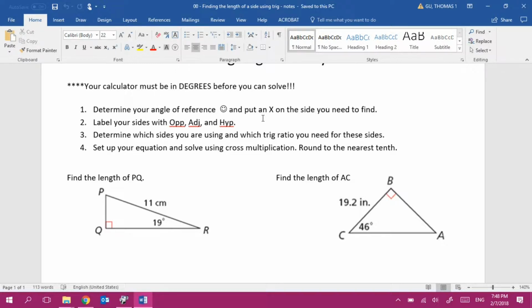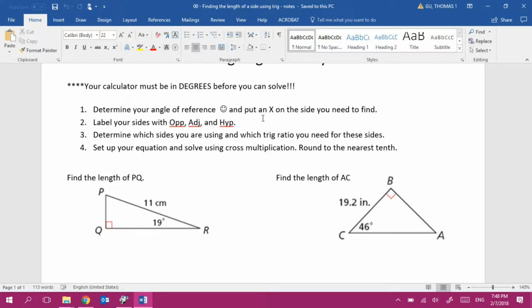Number 2, you're gonna label your sides with opposite, adjacent, and hypotenuse. You're gonna do that every single time so it's very clear what side is what. Third step, you're gonna determine which sides you're using and which trigonometry ratio you're gonna need to use for those sides. And finally, the last step is to set up your equation and solve using cross multiplication. And we're gonna round our answers to the nearest 10th. The 10th, that's 1 decimal spot if you didn't know.